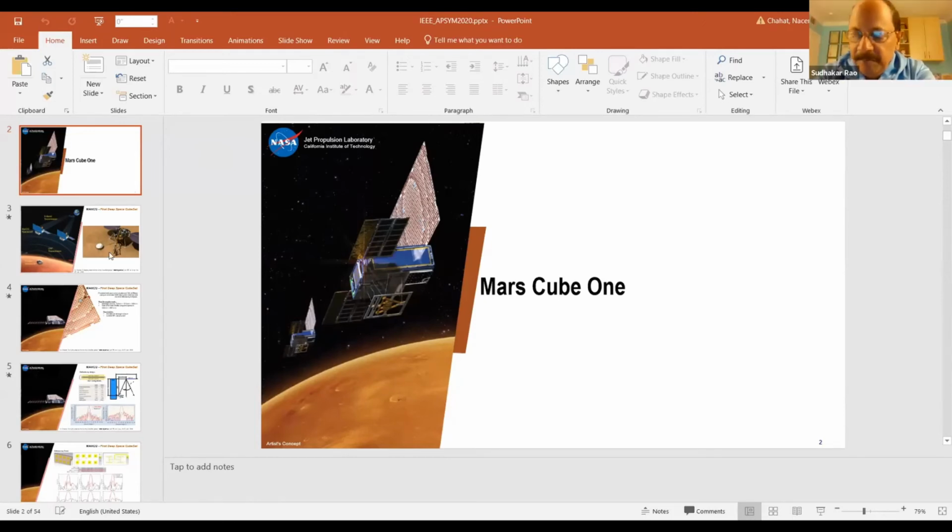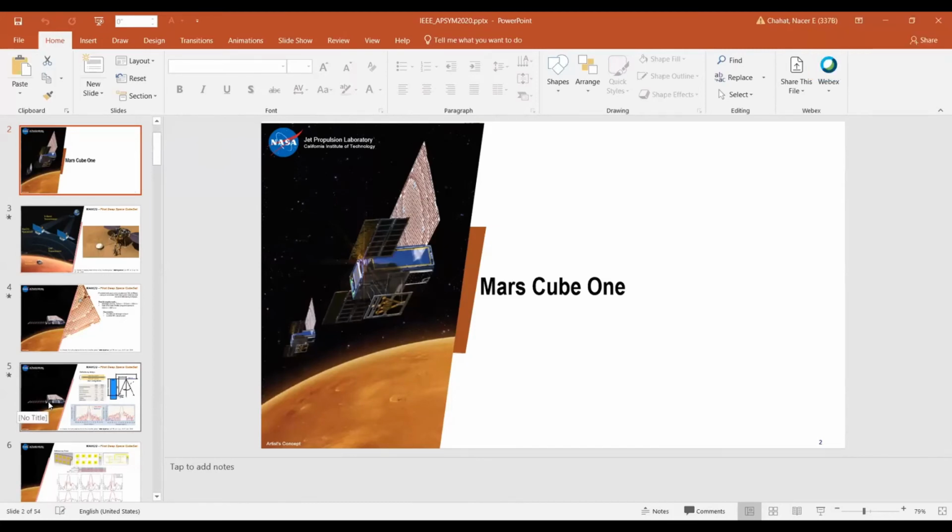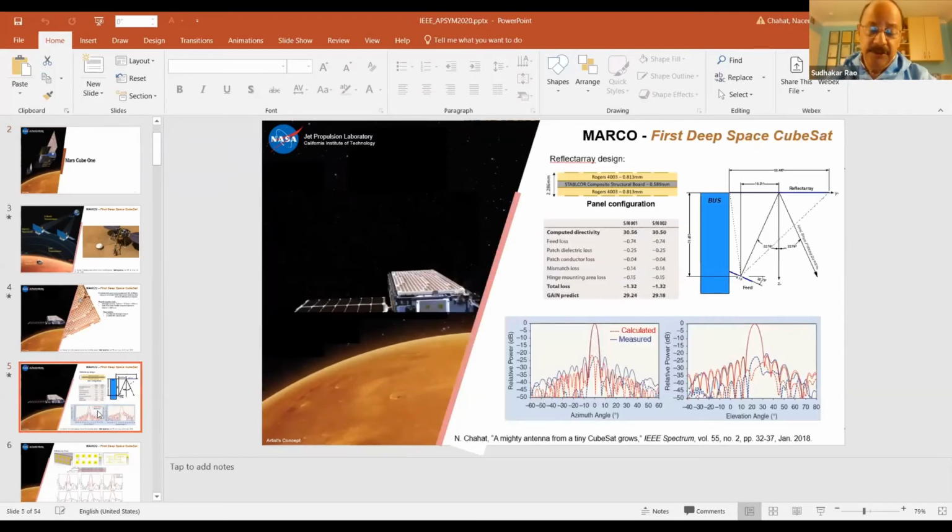Nacer, this is Sudhakar. The question is from my side. So if you have two arrays with a stable core, instead of that, why can't you use one reflectarray and increase the stable core size? It reduces your cost, I believe, cost and mass.